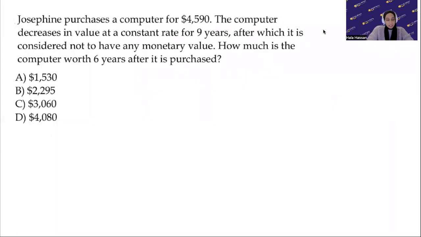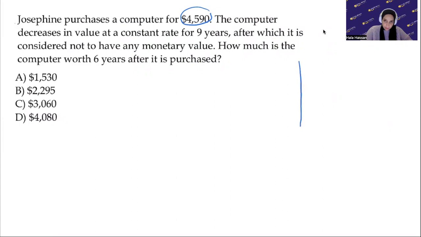Hi, everyone. Now let's have a look at this situation that's going on over here. It's saying that we have this girl, Josephine, who purchases a computer for 4,590. Now that's going to be what she started with. That's her initial amount, right?